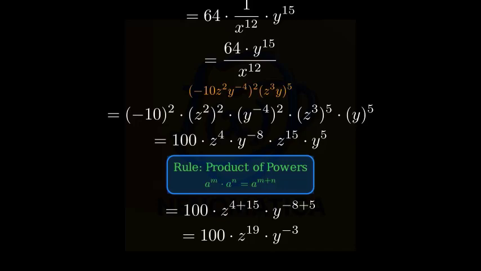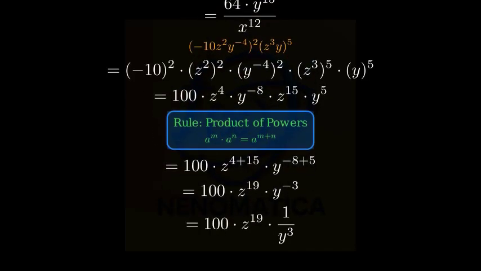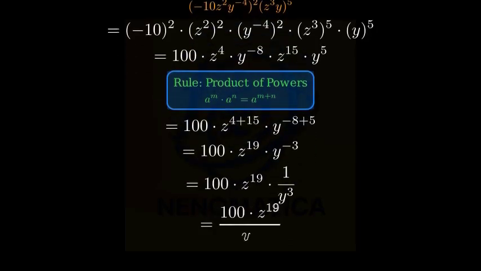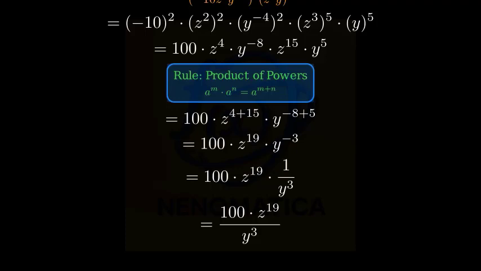Now, let's apply the negative exponent rule again to rewrite y to the -3rd power as 1 over y cubed. Finally, we get 100z to the 19th power over y cubed, or equivalently, 100 over z to the -19th power times y cubed. Let's summarize the rules we've used.